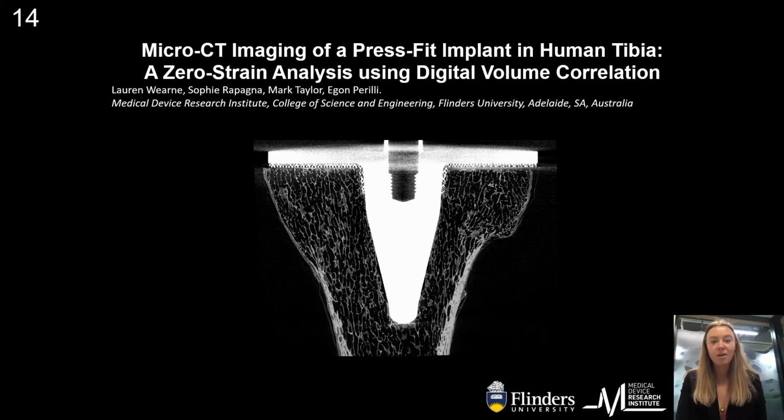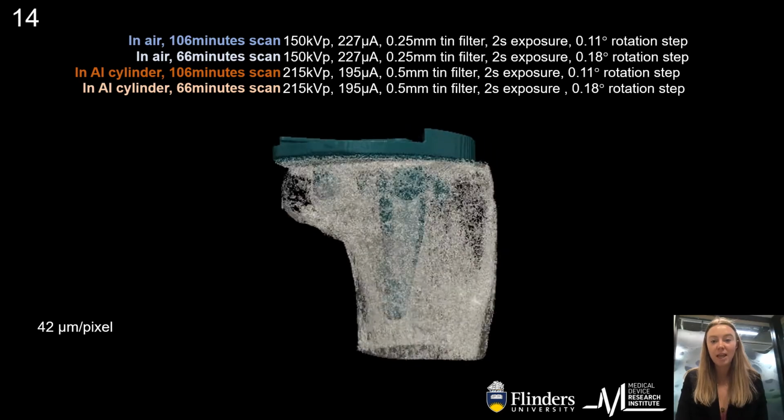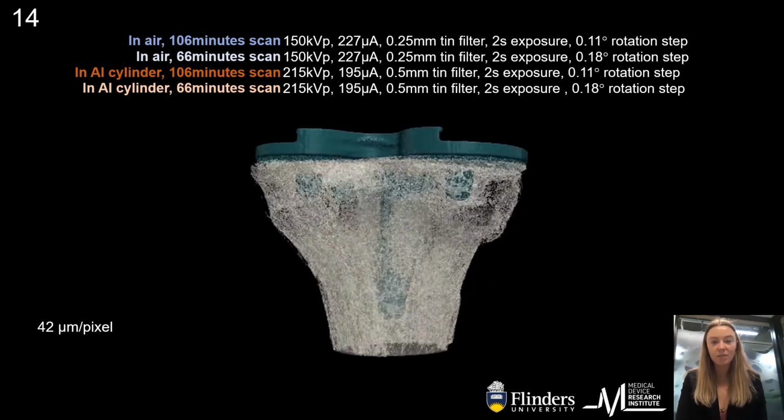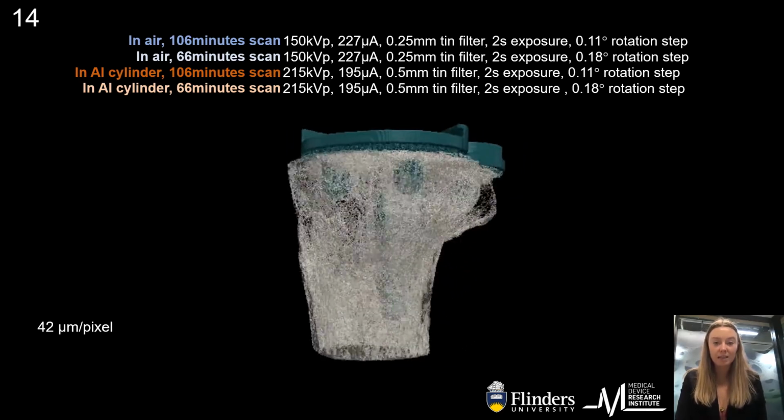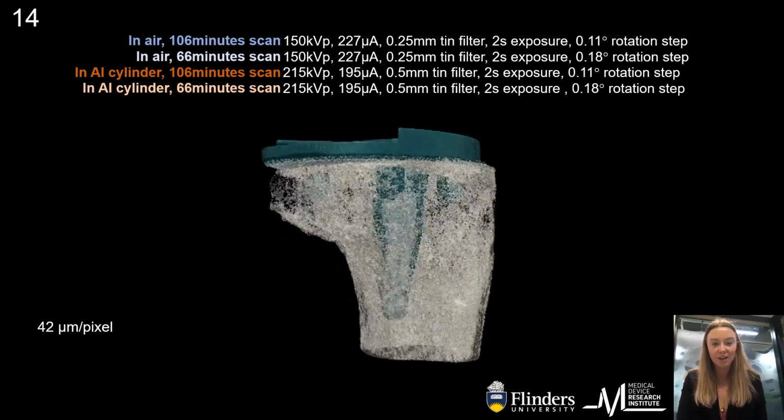The configurations are in air, being ideal, then an aluminium cylinder of 2 mm thick walls, as used previously at the synchrotron for mechanical loading, and in both cases for 2 rotation steps of 0.11 and 0.18 degrees.